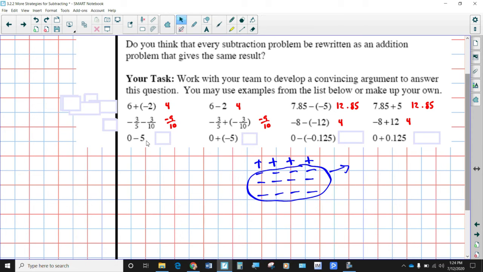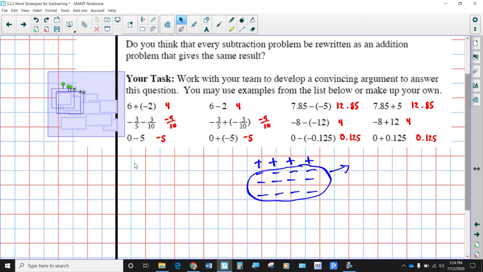Okay, what is 0 minus 5? Think of the number line. Start at 0, go 5 units to the left. You're at negative 5. 0 plus anything is equal to itself, so this also has to be negative 5. So we should feel pretty confident that each one of those is always going to work and give us the same answer.